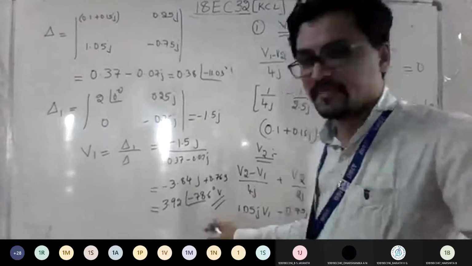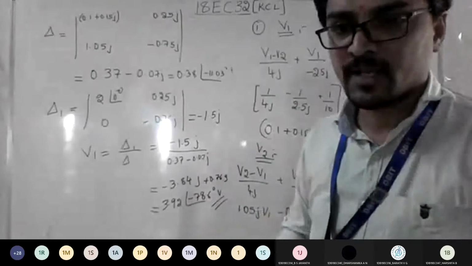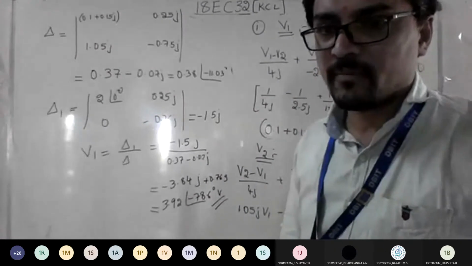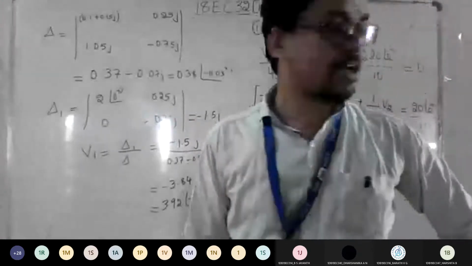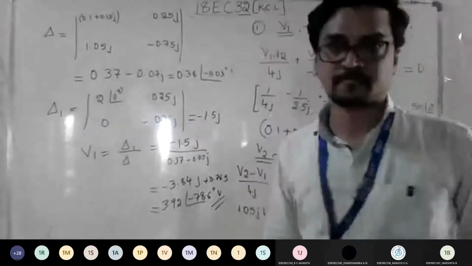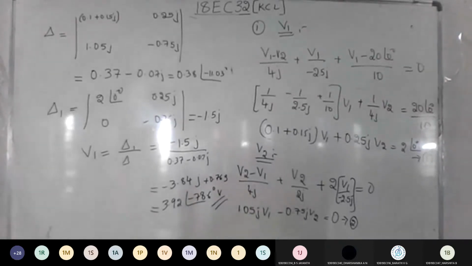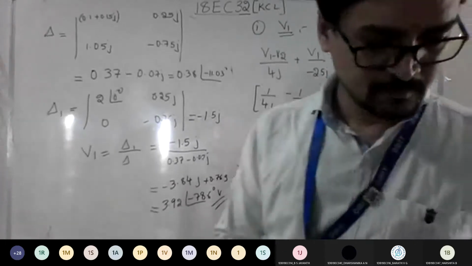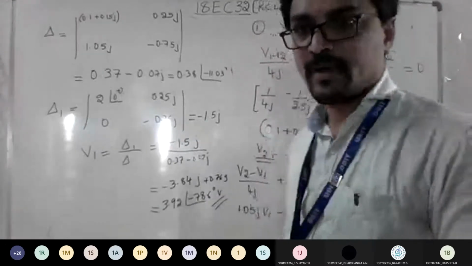So any doubts anyone till here? If you're able to find this, then just substitute the value of V1 in that I formula. I1 is equal to V1 by minus 2.5j. So everyone got till V1 first of all? Any doubts? V1? Yeah? So everyone got the same answer?